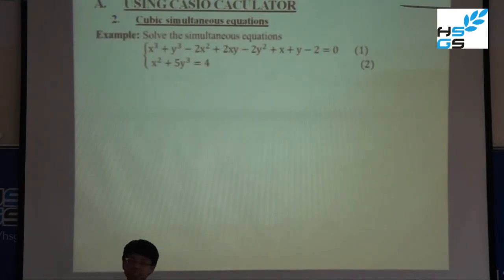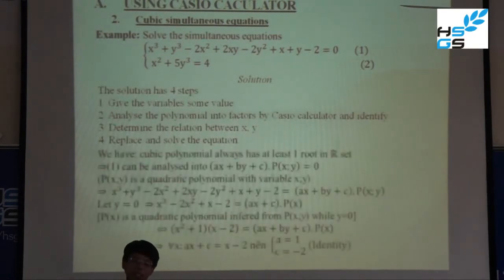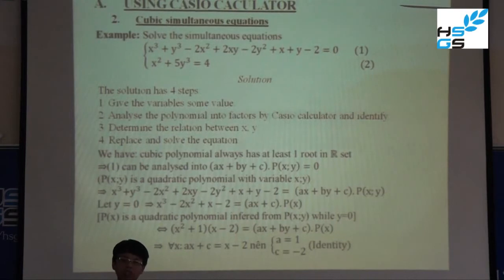First, we suspect that 1 can be analyzed as a factor, so we have the solution. Like the methodology, the solution has 4 steps. Step 1, give the variable some values. Step 2, factorize the polynomial into factors and identify. Step 3, determine the relation between two variables. And step 4, replace and solve the equations of one variable.